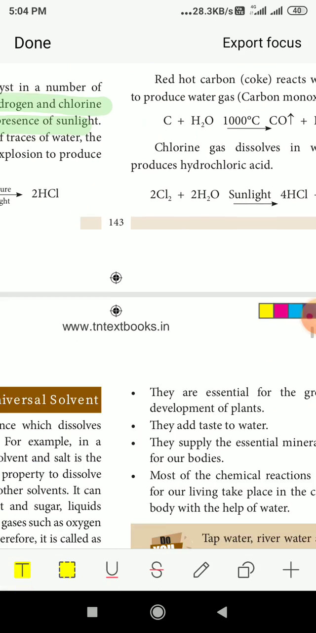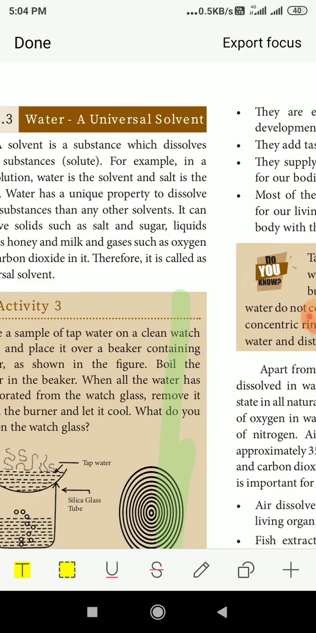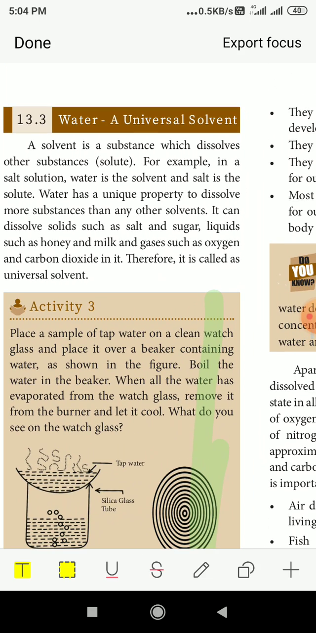Okay. Now next, water is used as a universal solvent. A solvent is a substance which dissolves other substances. That means it makes other substances dissolve. In a salt solution, water is the solvent and salt is the solute.